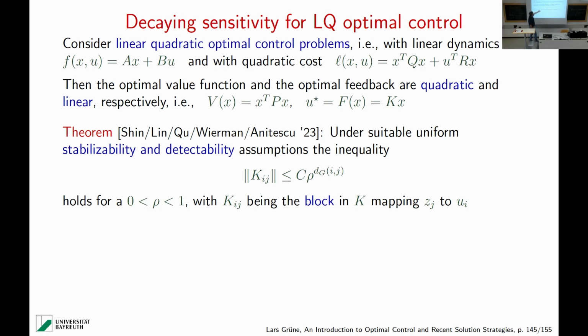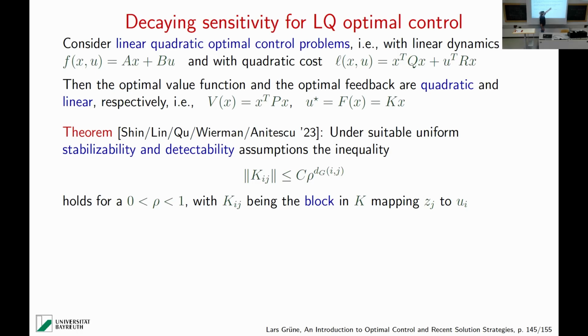So what is rho? Rho is a constant between 0 and 1 that you can compute from several constants that come out of these conditions here. C is a constant that you can also compute. d_G is the graph distance. And K_ij is the block in the feedback law that maps the state of the jth system to the control of the ith system. And it says that the influence of z_j on u_i decreases exponentially fast if the graph distance increases. Right? So we have this constant between 0 and 1.